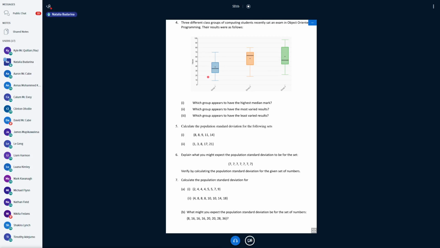And last, which group appears to have the least varied results? Yes, it's group 1, because its height is smallest. The same idea, only in a different direction. Very good.